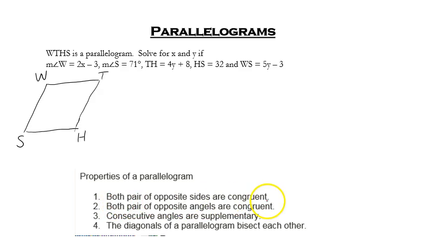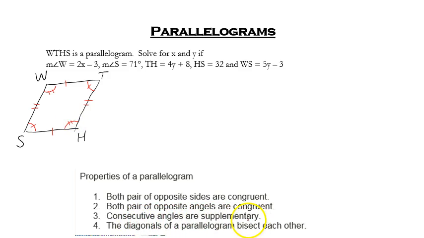We have both pairs of opposite sides are congruent. WT is congruent to HS, and TH is congruent to WS. Second, both pairs of opposite angles are congruent. Angle S is congruent to the angle opposite, which is angle T. And then angle W is congruent to its angle that is opposite, which is H.